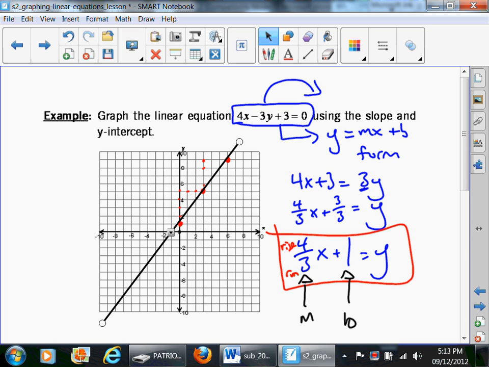You have to solve for y. You have to get y all by itself. Once you do that, you'll know the slope, you'll know the y-intercept. You can use the y-intercept as your starting point, and then use the slope to generate additional points. Okay?